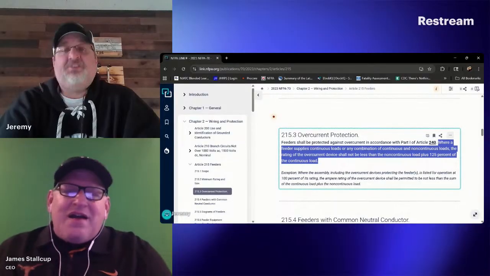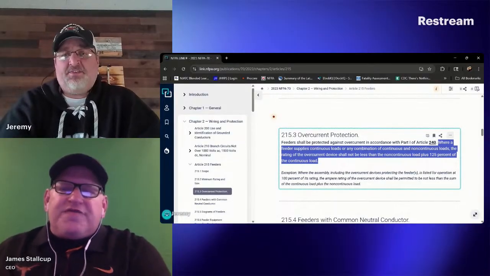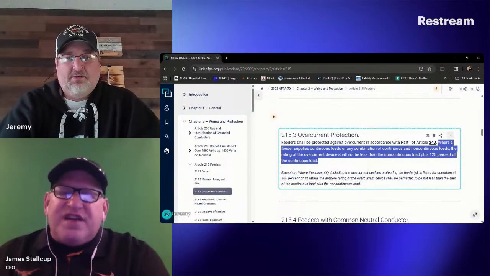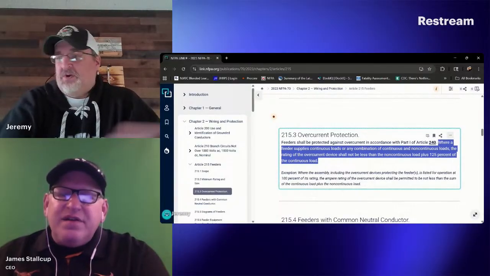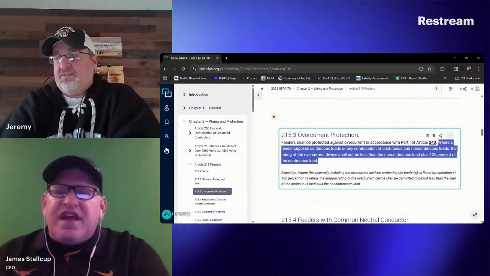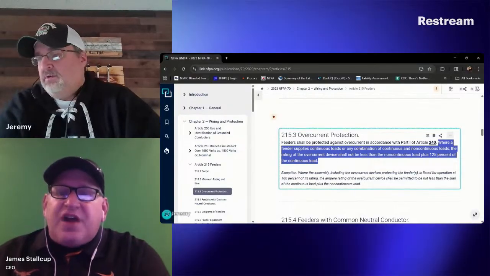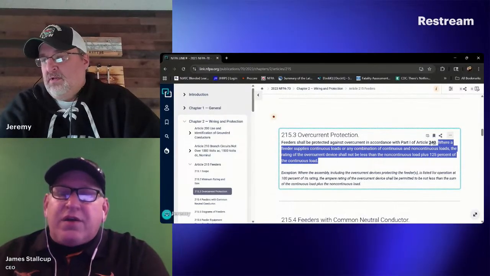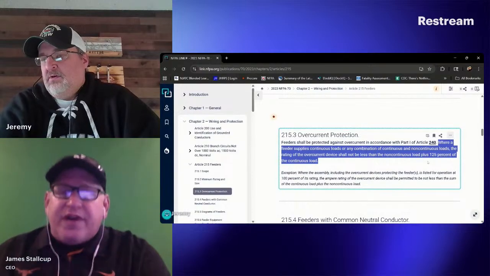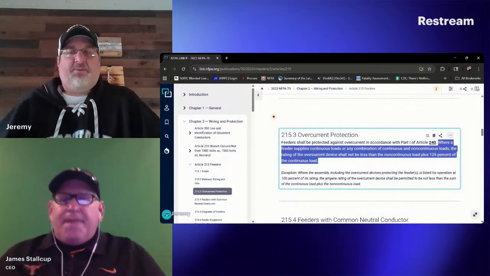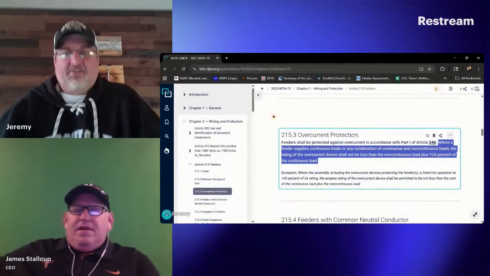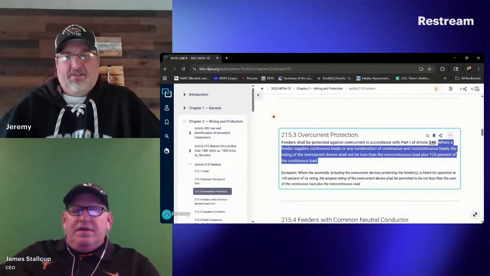See what I like about it? Does it say this? Just answer yes or no. You just leave the first sentence out. I'm not leaving the first sentence out. You have to look. It says conductors protected against overcurrent in accordance with Part 1 of Article 240, I think is what it says. But 240 doesn't tell you how to size a breaker. It tells you how to protect a conductor. They're two different things.